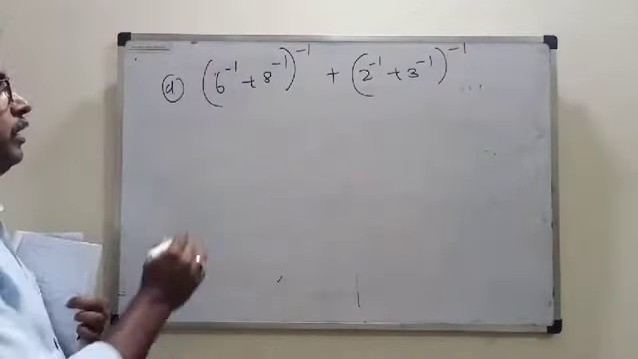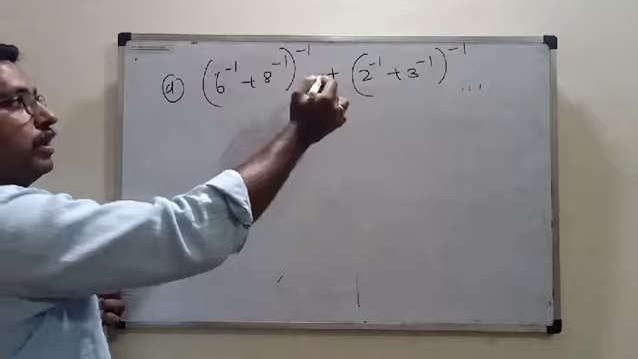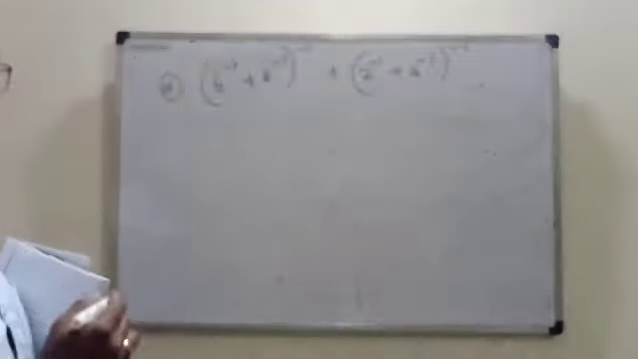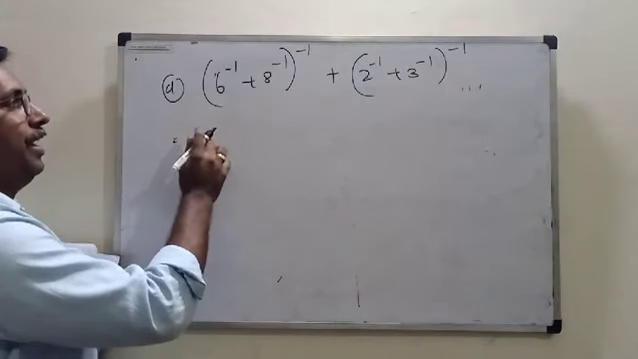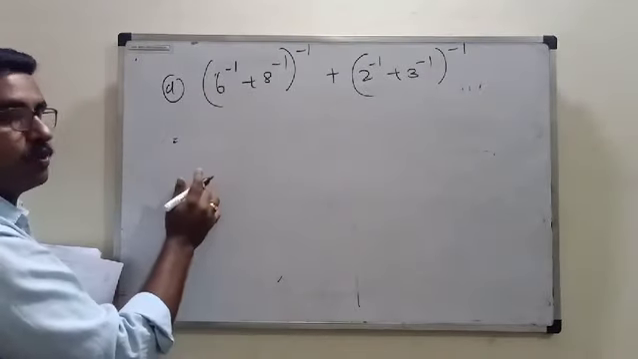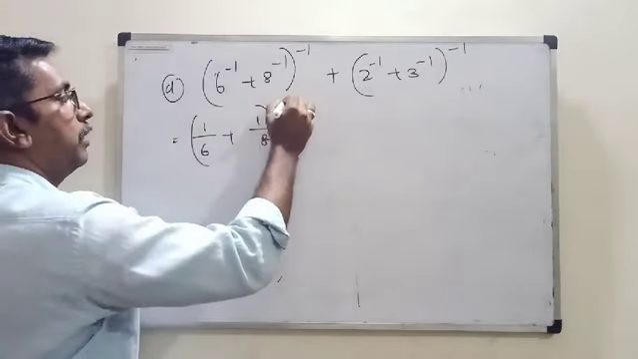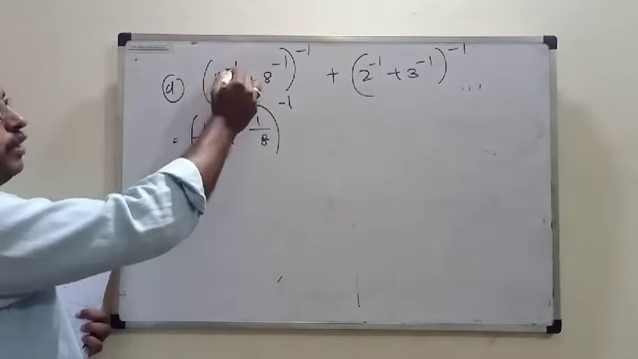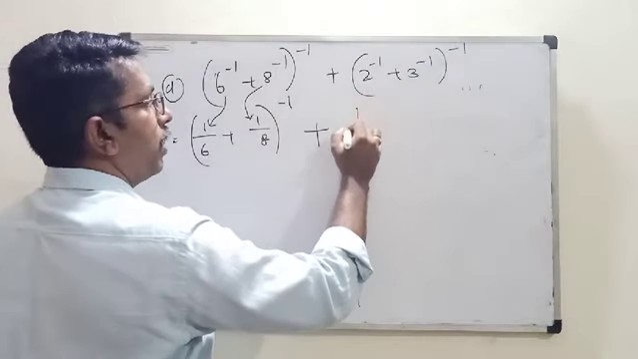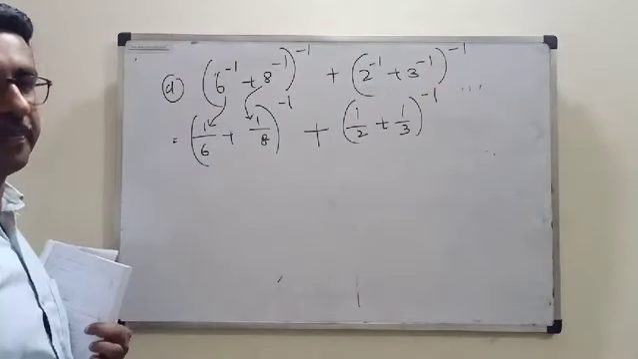Look at this question. 6 to the power minus 1 plus 8 to the power minus 1, whole to the power minus 1, plus 2 to the power minus 1 plus 3 to the power minus 1, whole to the power minus 1. A very important question. In many exams, this question has come. Now you see this is a negative exponent, this is also negative. We can convert into positive exponent. 6 to the power minus 1, 1 by 6, plus 1 by 8, and 2 to the power minus 1, 1 by 2, plus 1 by 3.